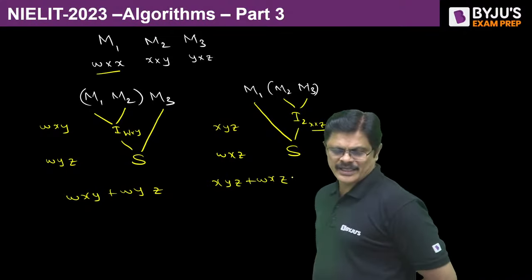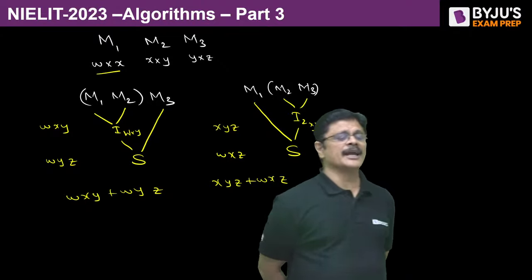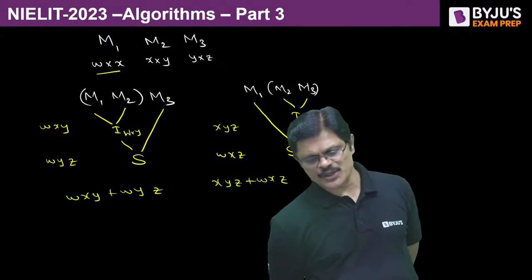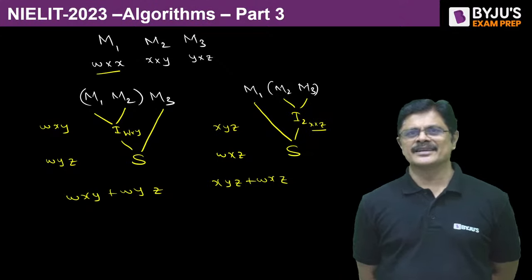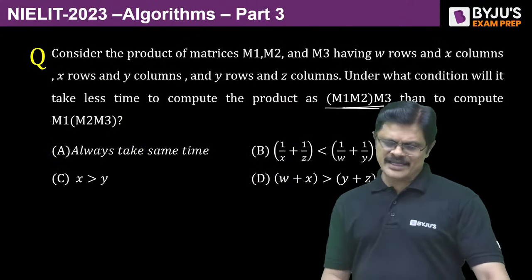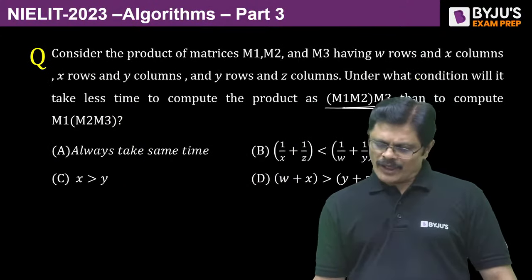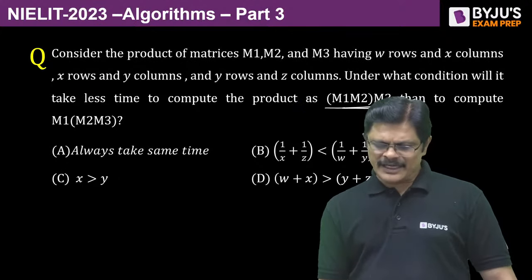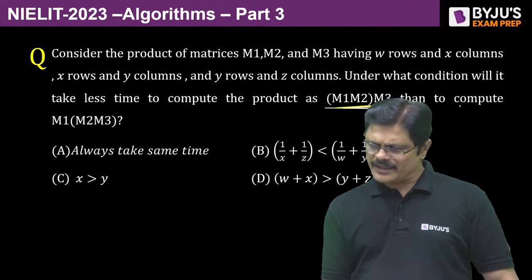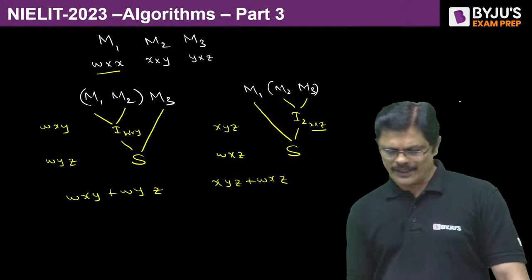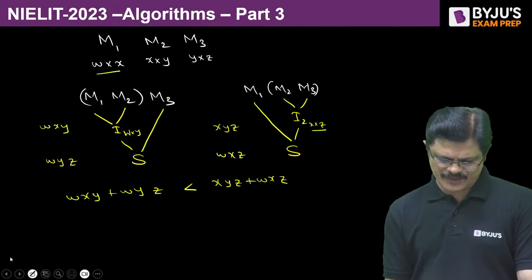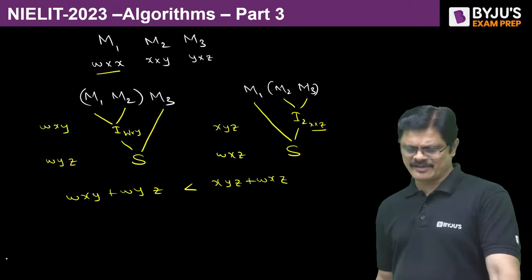Now what is he asking? He wants M1 M2 multiplied with M3 to give a smaller answer. Under what condition will it take less time to compute this product than the other one? So you want this value to be less than this, my dear friends.